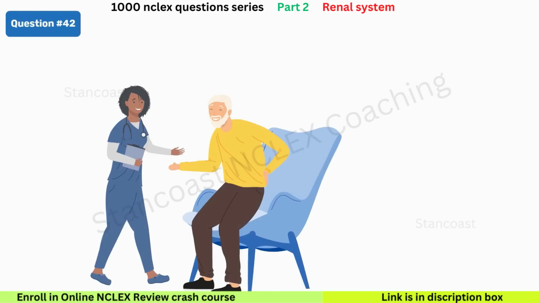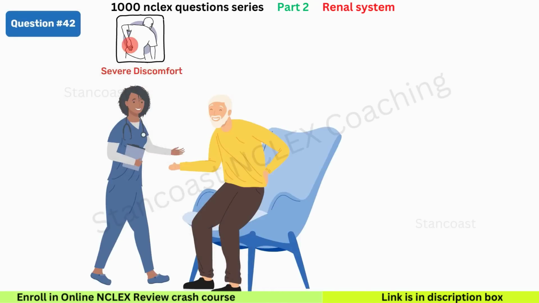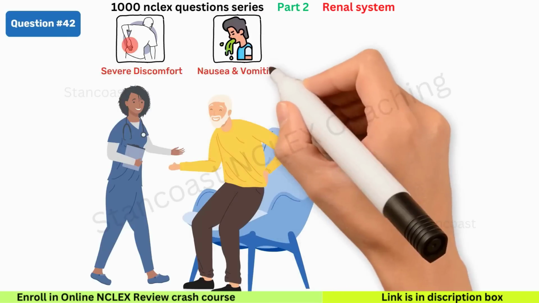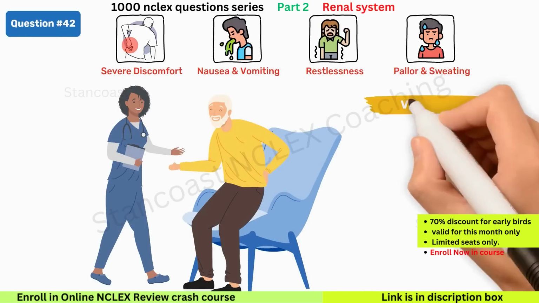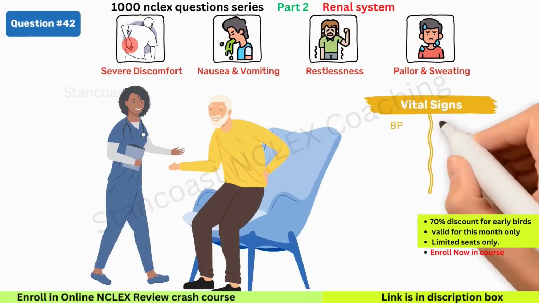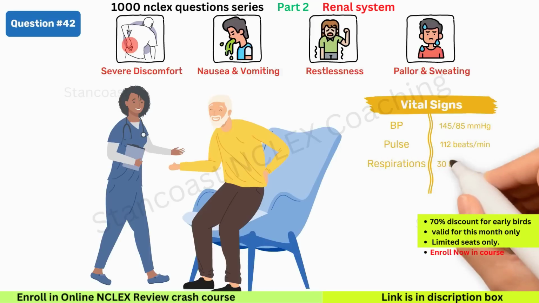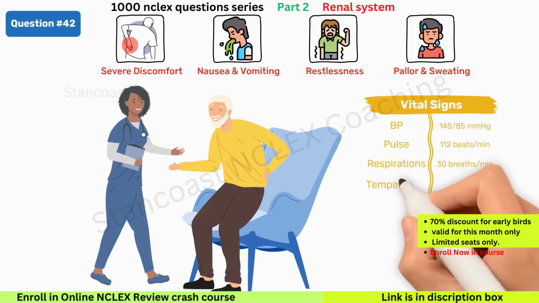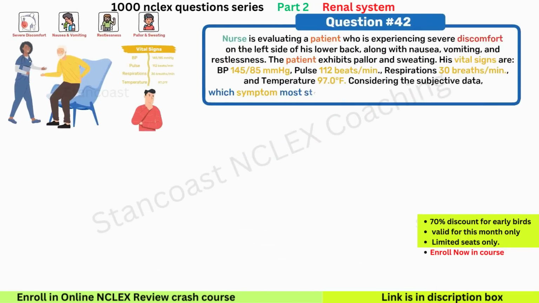A nurse is evaluating a patient who is experiencing severe discomfort on the left side of his lower back, along with nausea, vomiting, and restlessness. The patient exhibits pallor and sweating. His vital signs are BP 145/85 mmHg, pulse 112 beats per minute, respirations 30 breaths per minute, and temperature 97.0 degrees Fahrenheit. Considering the subjective data, which symptom most strongly indicates the likelihood of renal calculi?